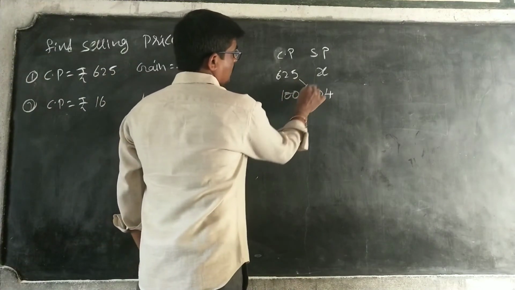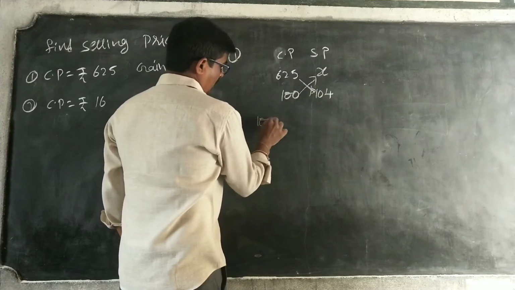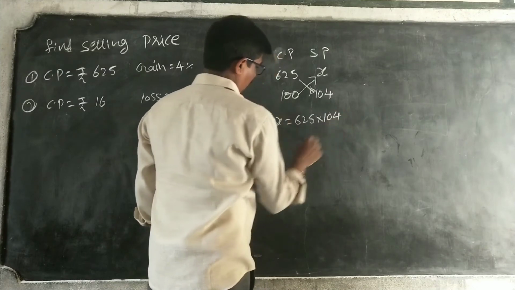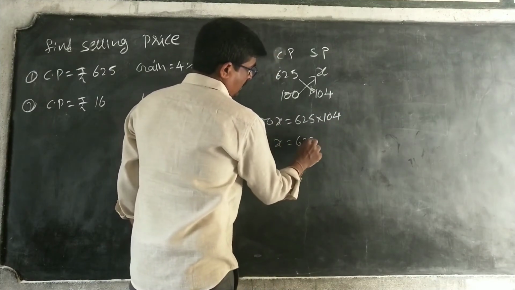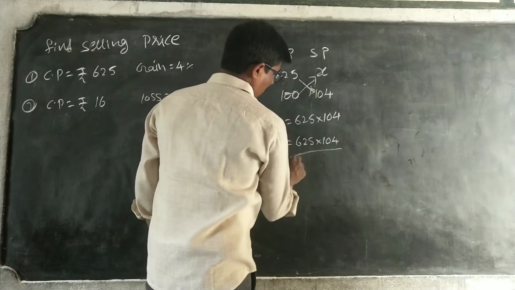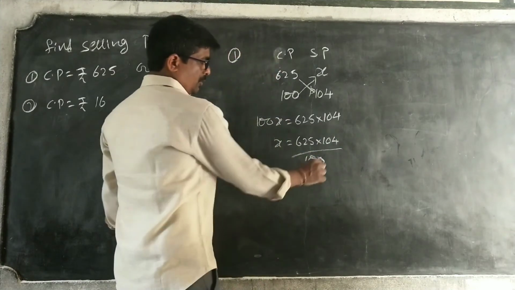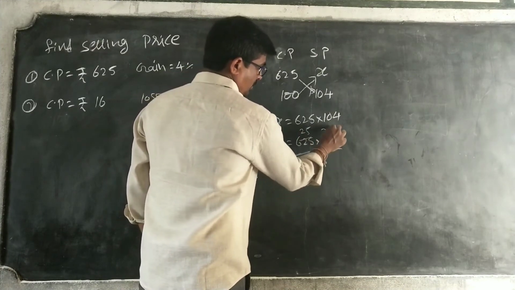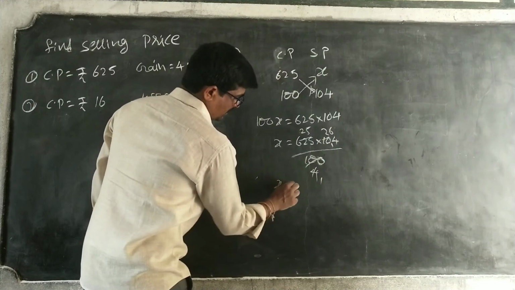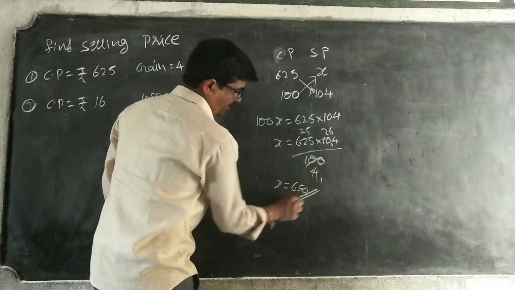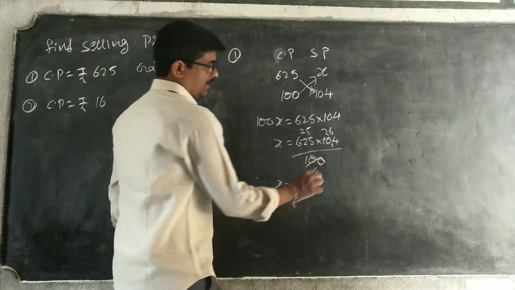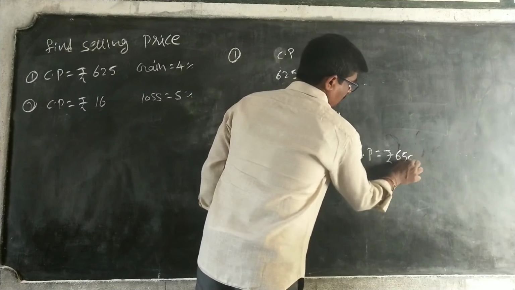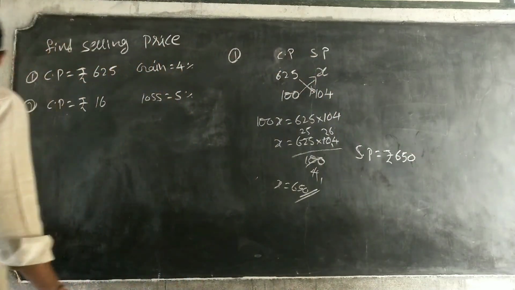Simply do cross multiplication. 100 into x is equal to 625 into 104. x is equal to 625 into 104 by 100. Okay, 25 4s are 100, 25 25s are 625, 4 1s are 4, 4 2s are 8, 4 6s are 24. Multiplying, we get x is equal to 650. What is the selling price? Therefore, selling price is equal to rupees 650.